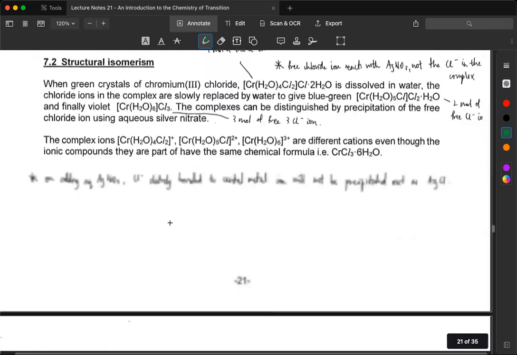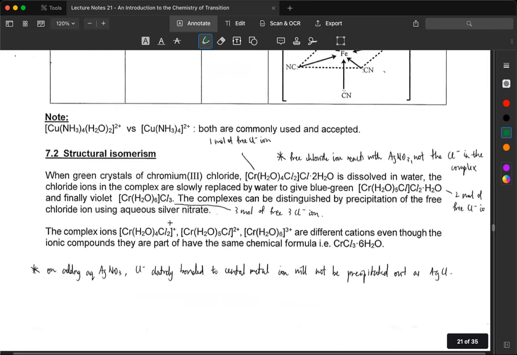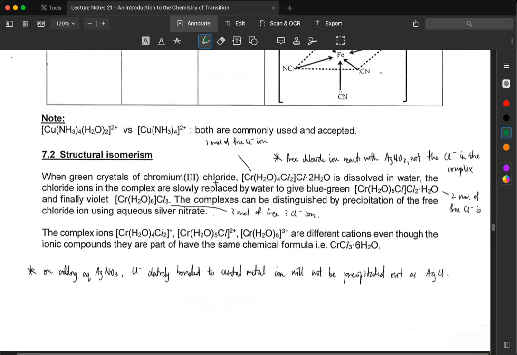Let's look at structural isomerism. When green crystals of chromium(III) chloride are dissolved in water, the chloride ions in the complex are slowly replaced by water to give blue-green and finally violet. The complexes are distinguished by precipitation of the free chloride ion using aqueous silver nitrate. So there is gradual substitution of the chloride ion by water to give different colored complexes, one by one.